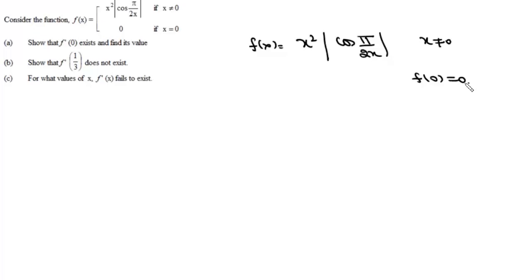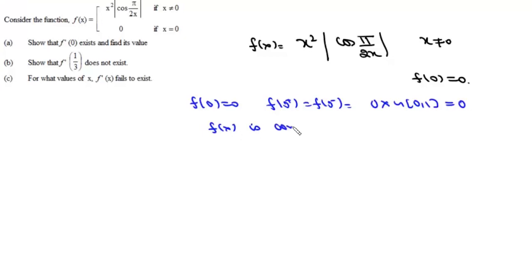Now clearly this function is continuous at 0, because if we look at f(0), it is 0, and f(0+) and f(0-), it will be 0 into cos infinite, and cos infinite is oscillating, and since there is this mod sign, it will oscillate between 0 and 1, and 0 into anything finite is 0. So the value of the left hand limit and right hand limit is also 0. That means f(x) is continuous at x equals 0.